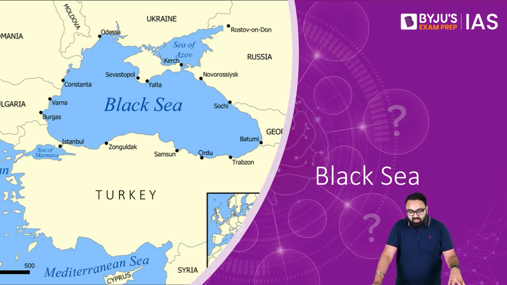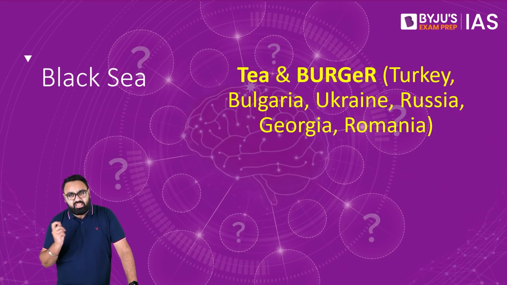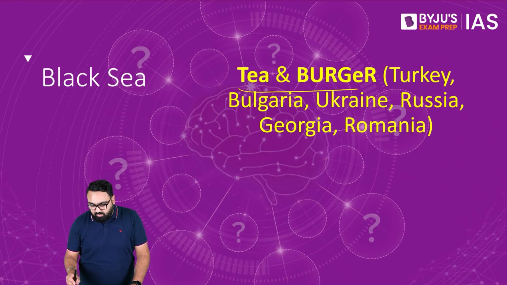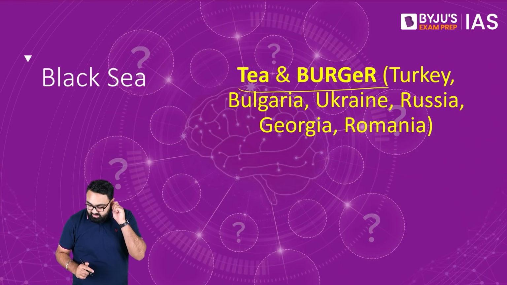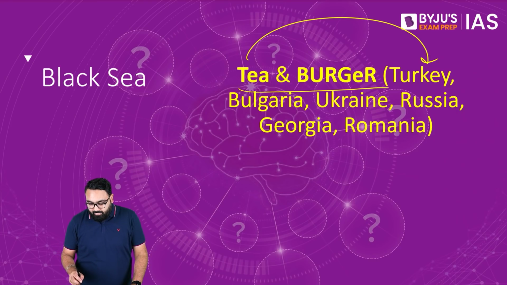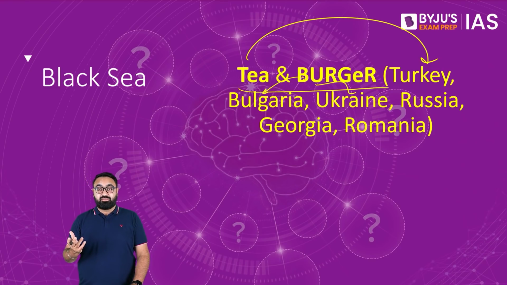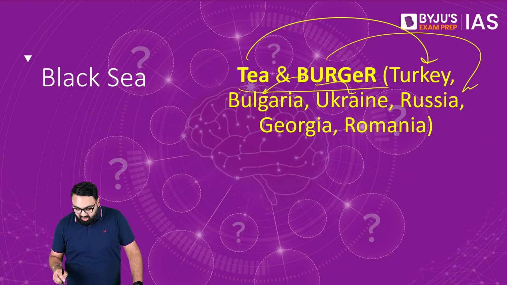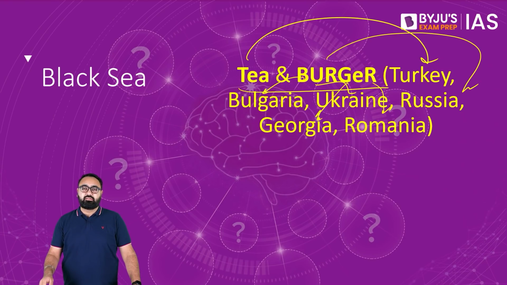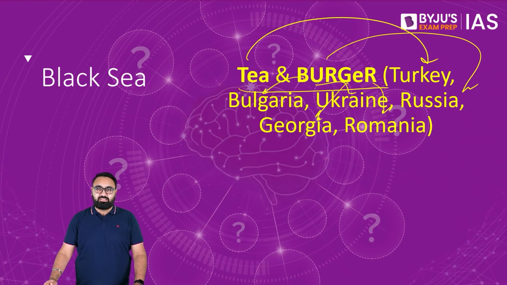That is why it is extremely important to remember the Black Sea, its location, and the countries that surround the Black Sea. Now for the Black Sea, the easiest way to remember is T and burger. T and burger. Focus on the capital letters. T for Turkey, B for Bulgaria, U for Ukraine. Although with the way things are going, I don't know how long Ukraine will actually be bordering the sea. Then R for Russia, G for Georgia, and then last R for Romania. That is the group of nations that surround the Black Sea.